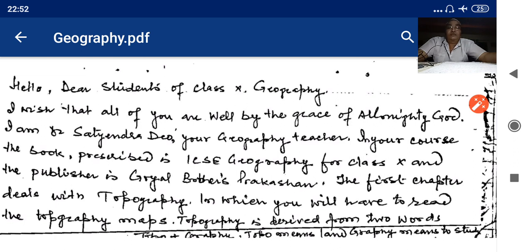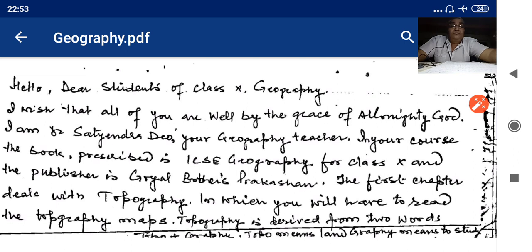In your course, the book prescribed is ICSE Geography for class 10th, and the publisher is Goyal Brothers Prakashan. The first chapter deals with topography, in which you will have to read these topography maps. Topography is derived from two words, topo plus graphy. Topo means land and graphy means to study.